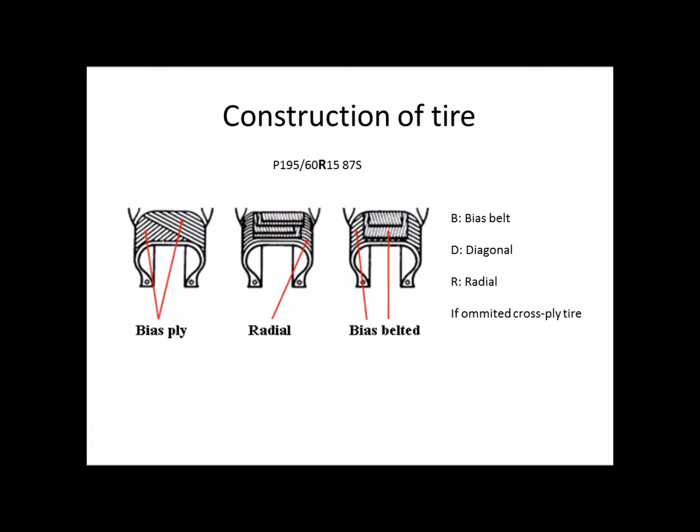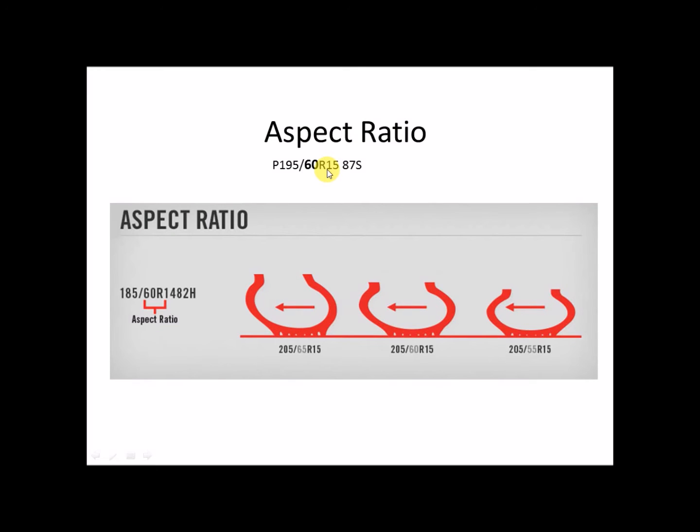Then we have the construction of the tire, that is the way they construct the tire, and it can be built as diagonal, radial, and cross-ply tire. This is how they look, and in this case we have a radial one. And then we have the aspect ratio, that is the relation between the height and the width of the tire, represented as a percentage. We have a 60, so this is the way it looks.